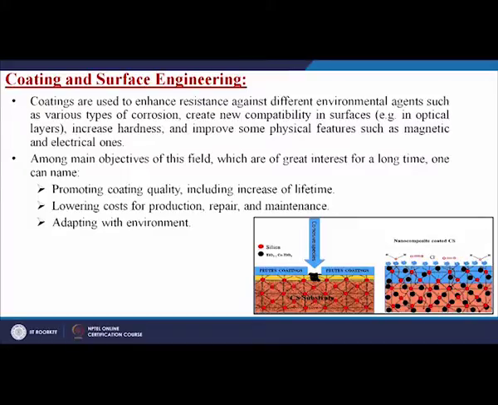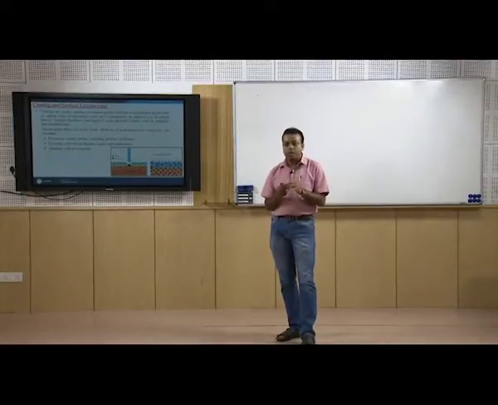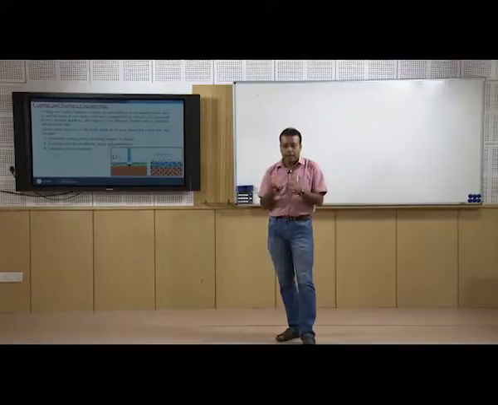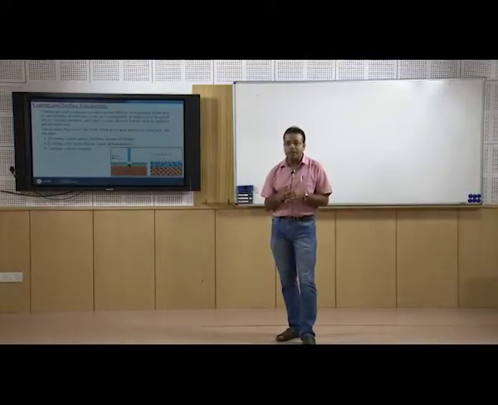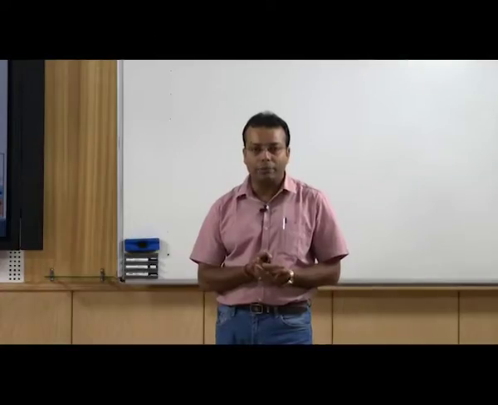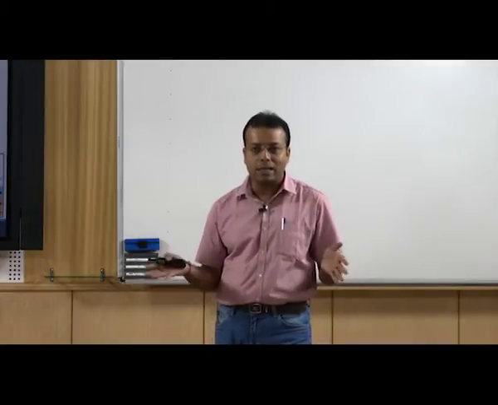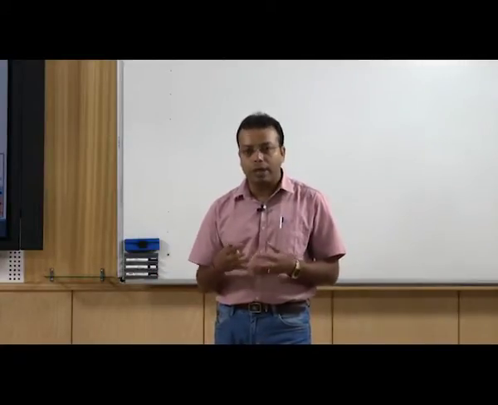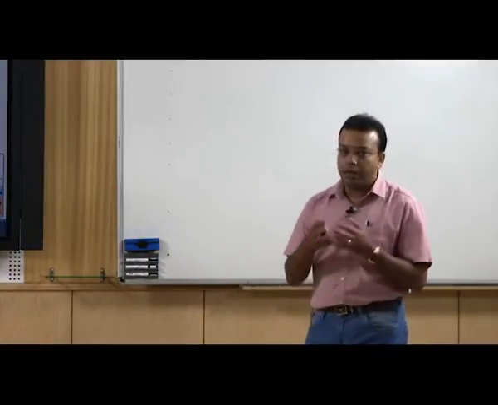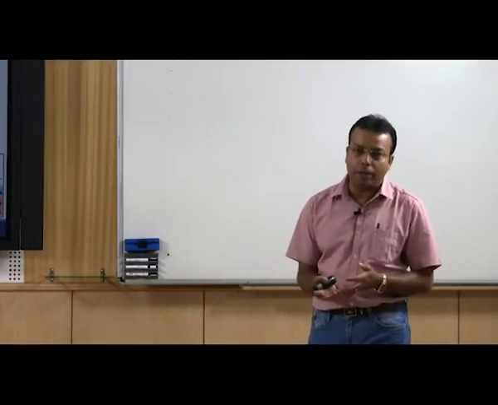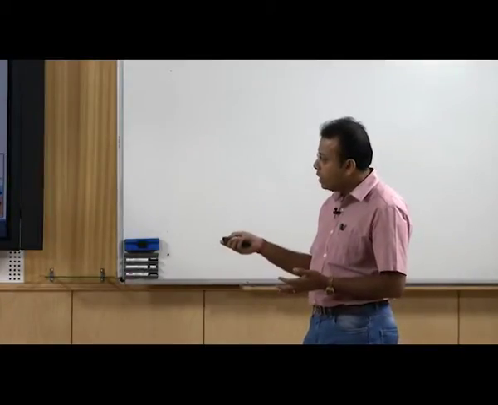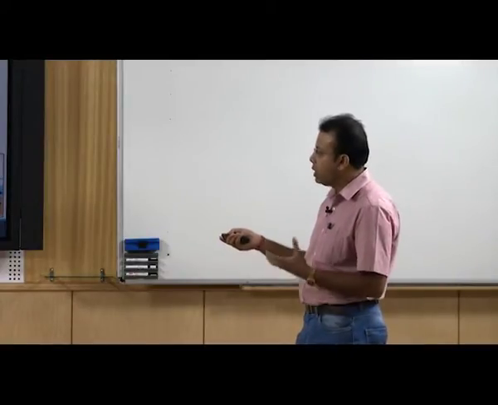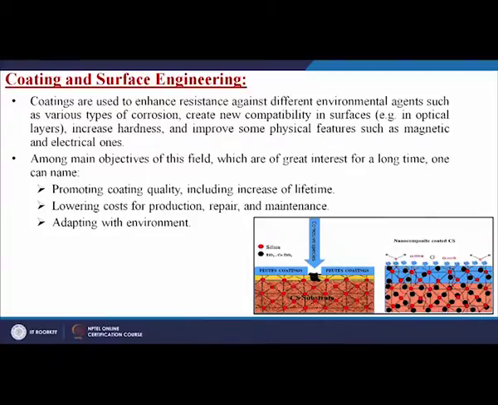Suppose we are talking about cutting tools or bearings, where two surfaces are continuously rubbing, so temperature is generated and the surface gets eroded. When we do the coatings, we can generate a new life for that material. We can enhance the surface so that the material works properly, and it also reduces the production cost, since there is no need to make it again, or it is cheap to do this kind of coating. It is also useful for the environment in which it has to work properly.